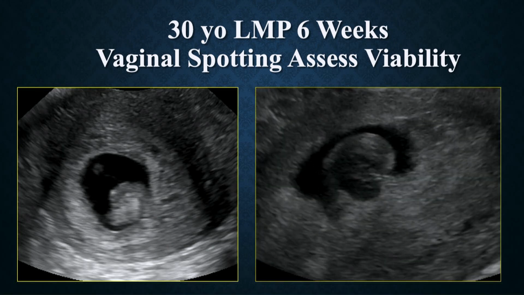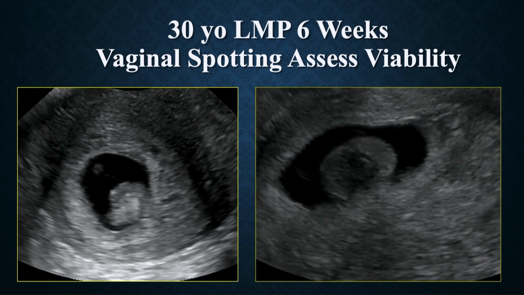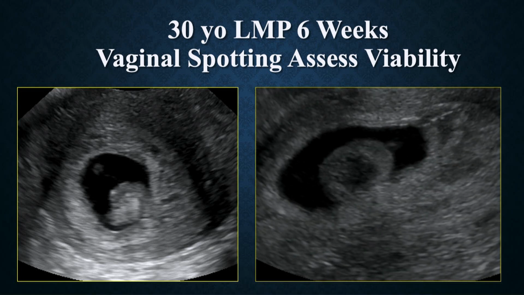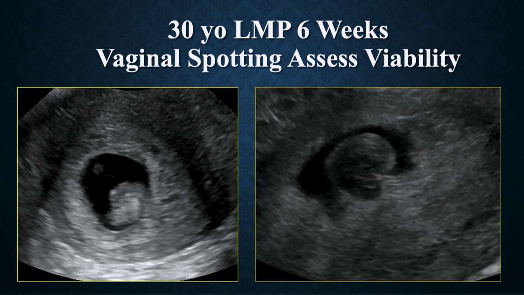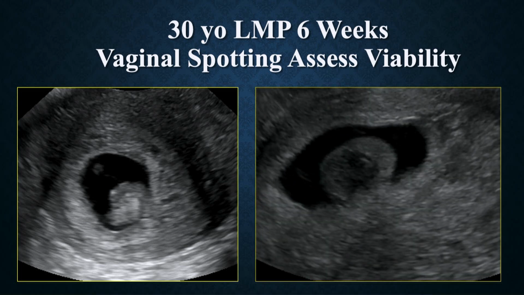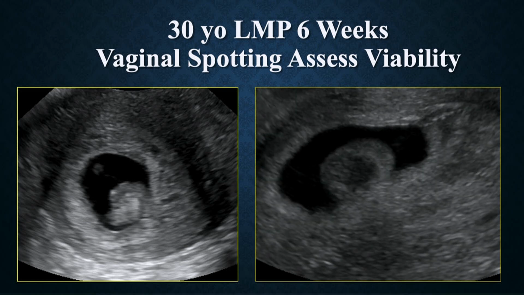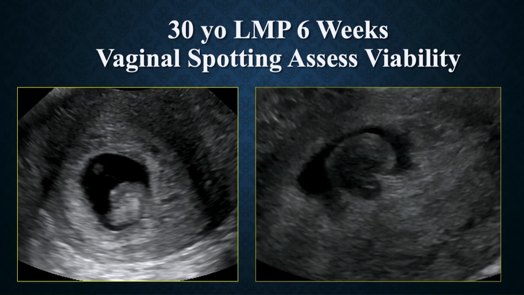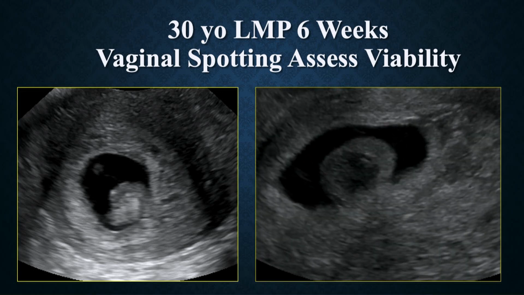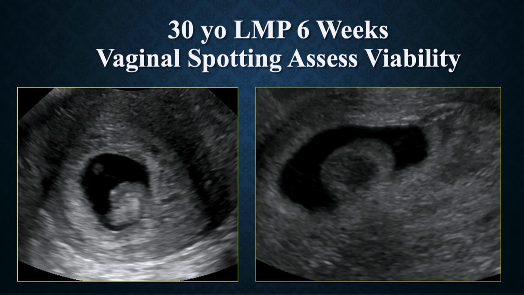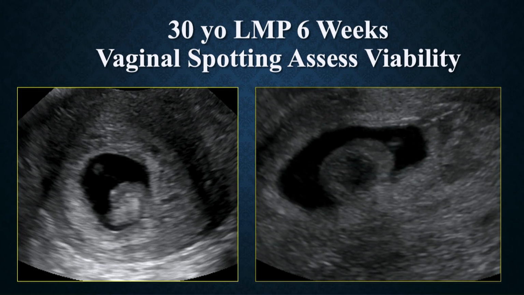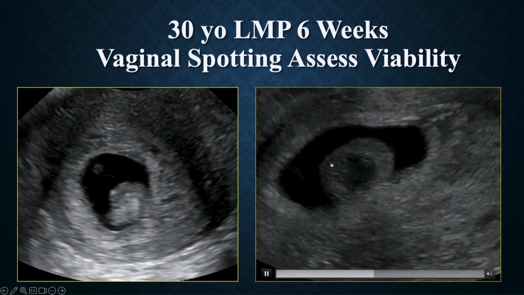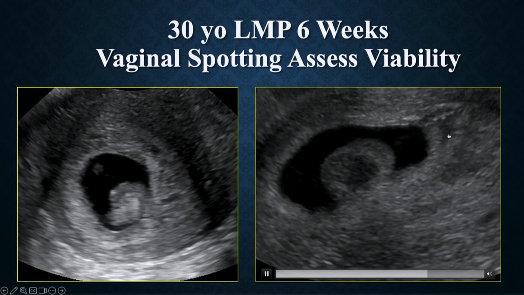And what about this case? Here's a 30-year-old who had a last menstrual period about 6 weeks ago, has some vaginal bleeding, and so they are asking, is this a viable pregnancy? The static image on the left-hand side shows this echogenic mass within the gestational sac. And you can see here in real time, it looks like there's flow around the periphery of the mass. You can see this vascularity around the periphery here.